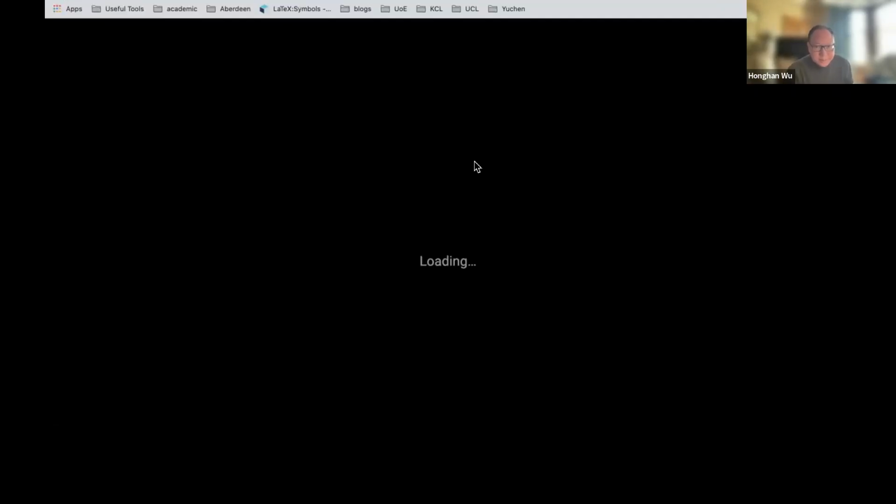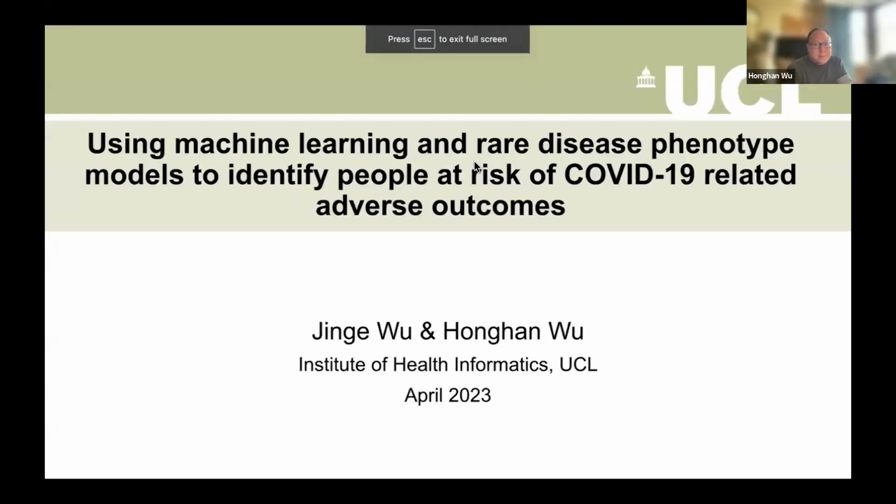Okay, as Ruben introduced nicely, this first talk we did by myself. My name is Honghan Wu, and Jinga Wu is a PhD student in my group. So our project looked at rare disease patients and their risk of catching COVID and what kind of adverse outcomes, particularly mortality.